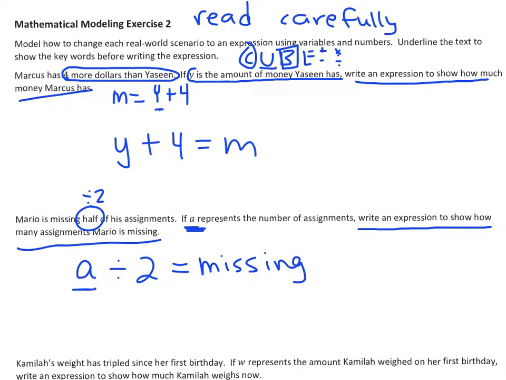Could I also do this? Could I do A over 2? Yeah, I could. Yes, I could. And that kind of looks like a 9, so let me start that over. A over 2, right, equals missing assignments. And that's it.